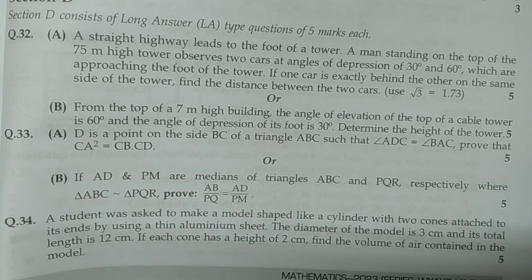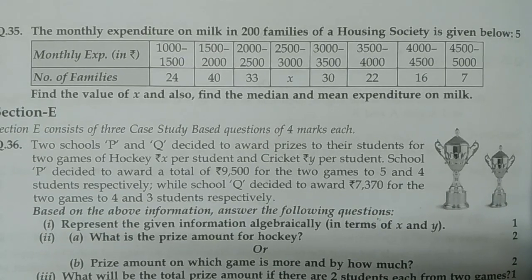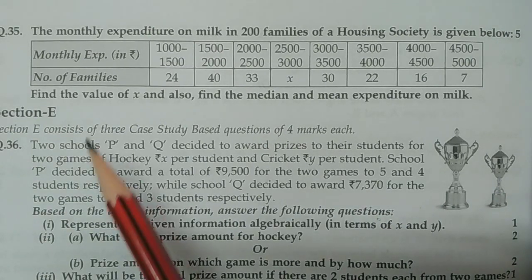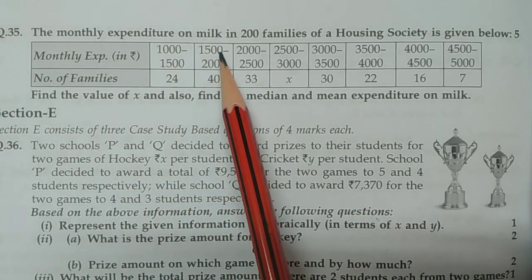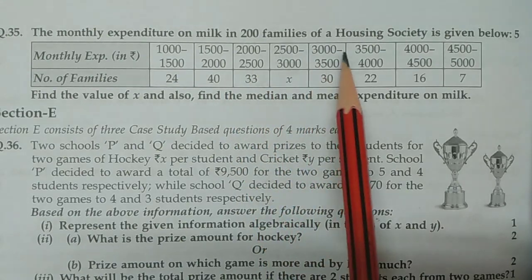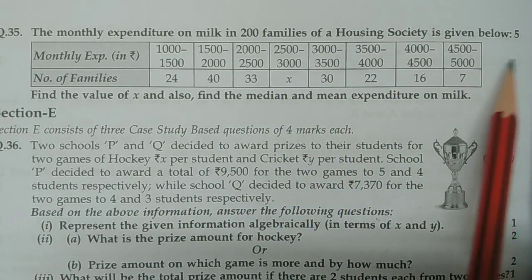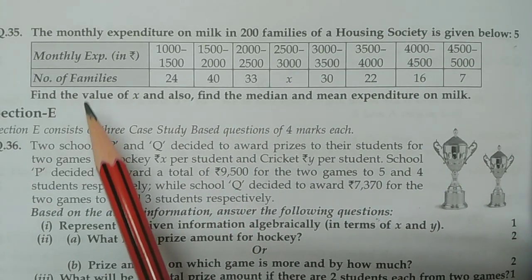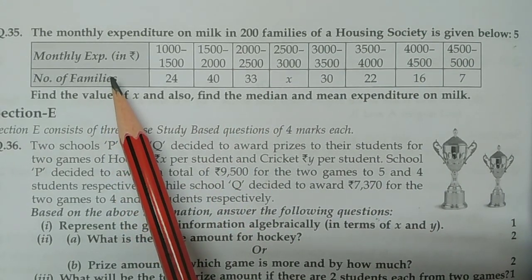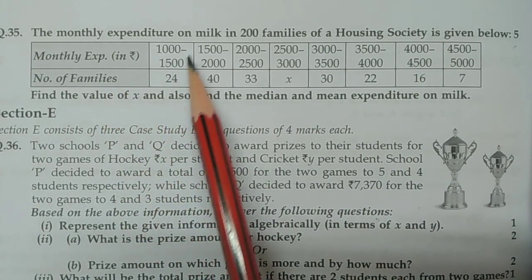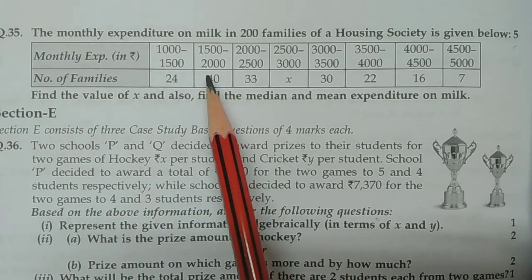Now it's question number 35. You can see here question number 35. The monthly expenditure on milk of 200 families of a housing society is given below. It's containing 5 marks.